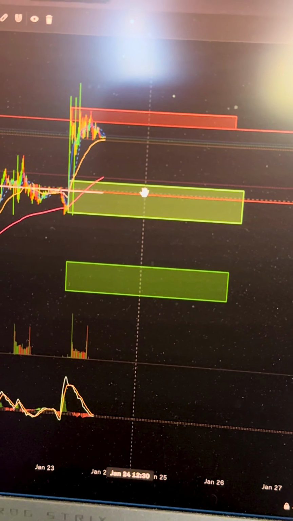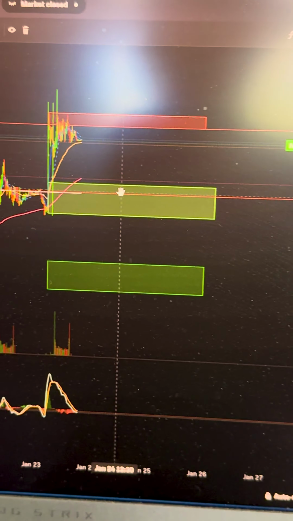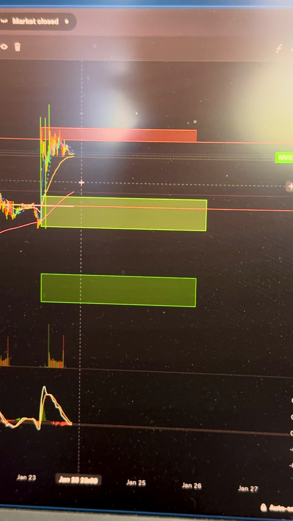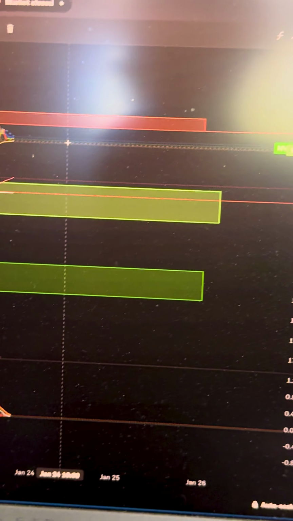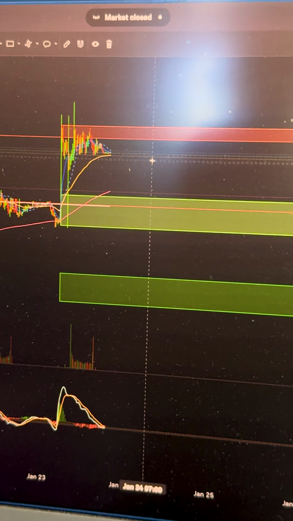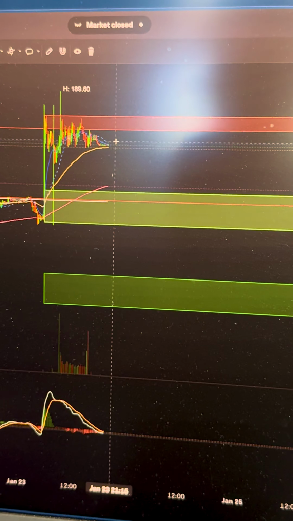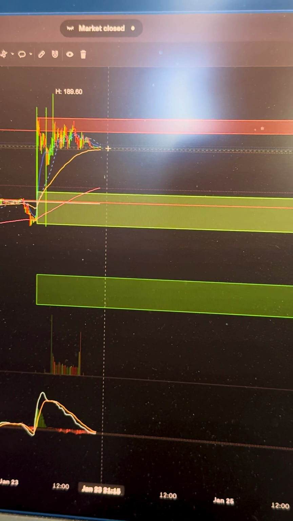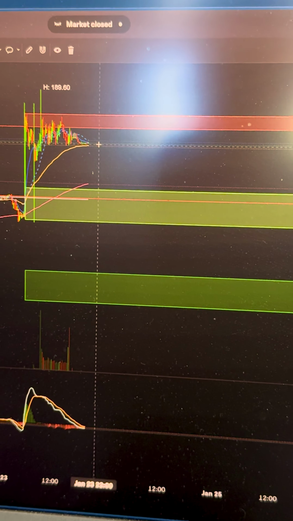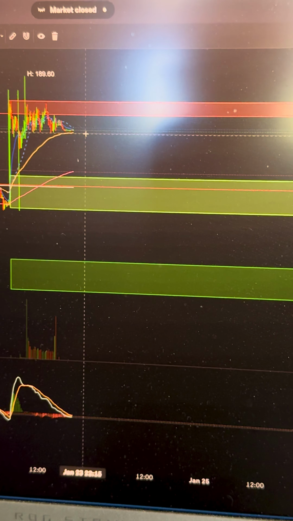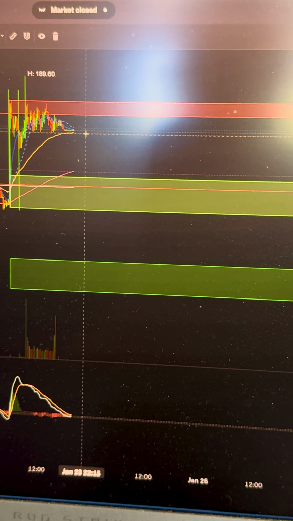So when the market opens at 9:30, it closed up here at 187.26. That's where it closed. I'm suspecting, because I want to get the best price, and just buying doesn't make it fun for me. I know it's not a game.